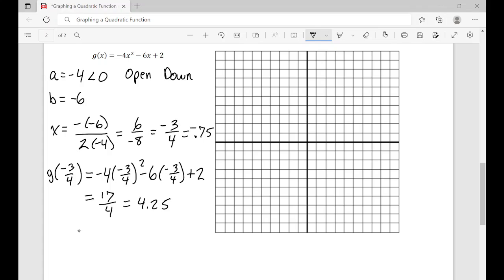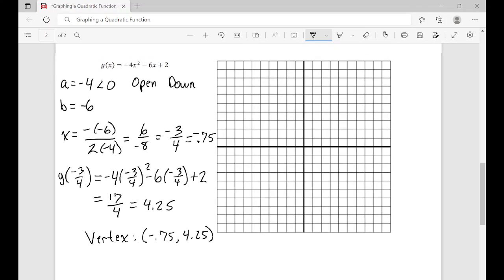So I'm going to say that the vertex here is negative 0.75 and 4.25. Now I know what my vertex is. I know it opens down. Now I got to find my x and y intercepts.